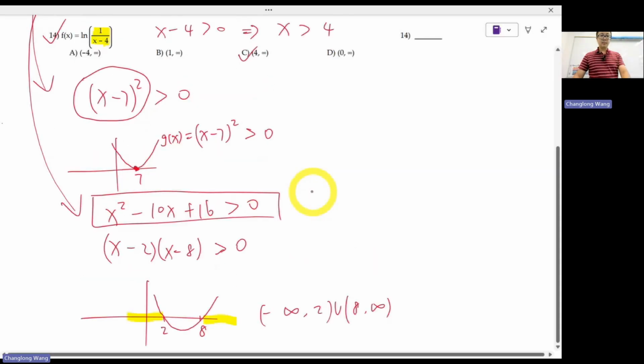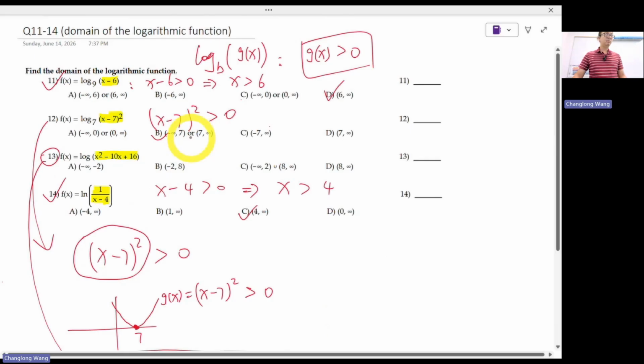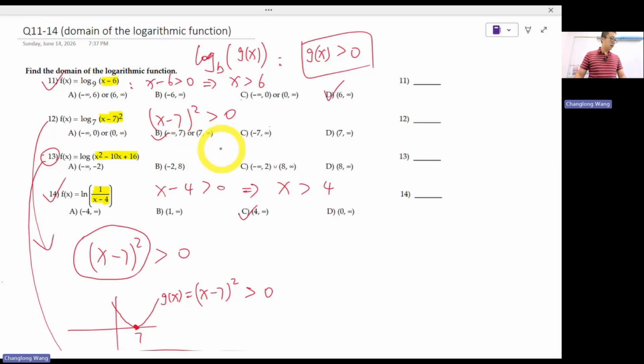Now, of course, sometimes they might not put the union sign. They say or. That's the same thing, right? So either you do the union or the or. Logically, they're interchangeable. All right, so I hope that we're good on the domain questions.